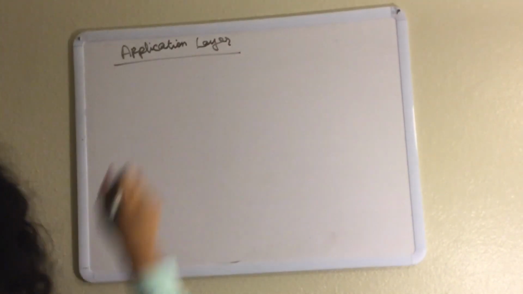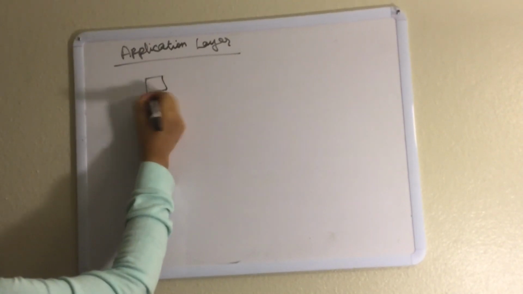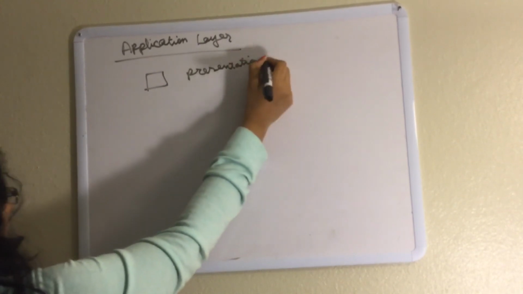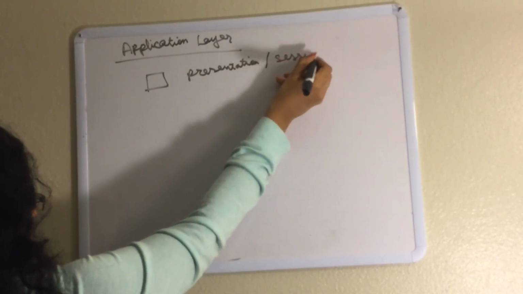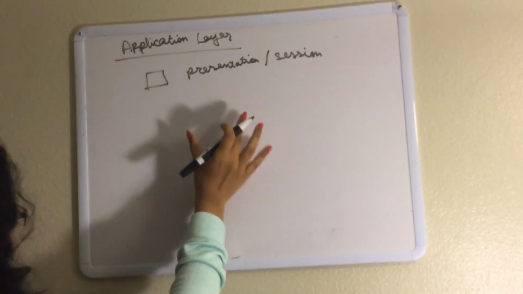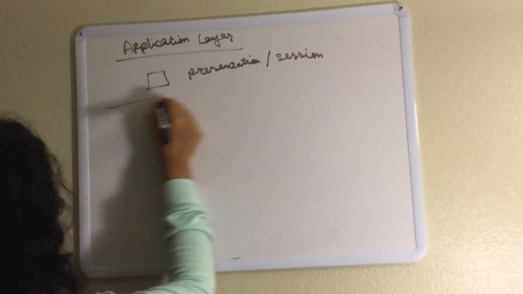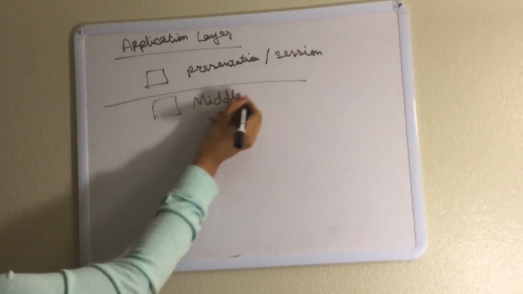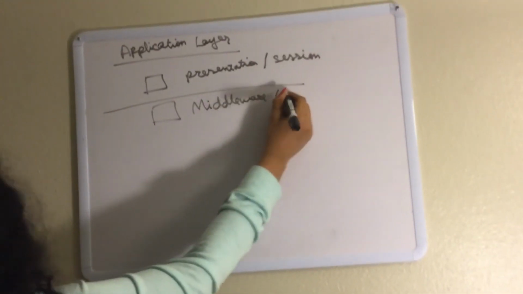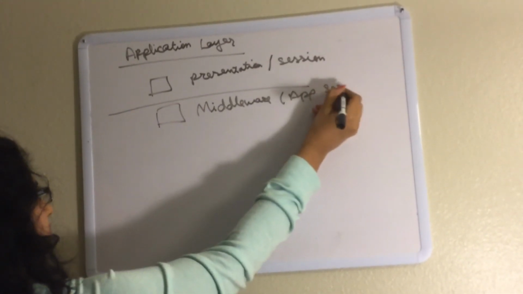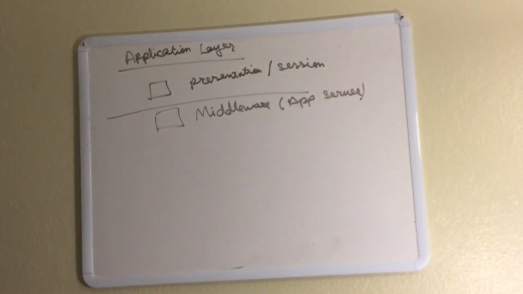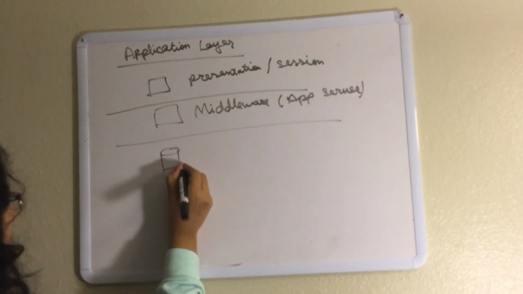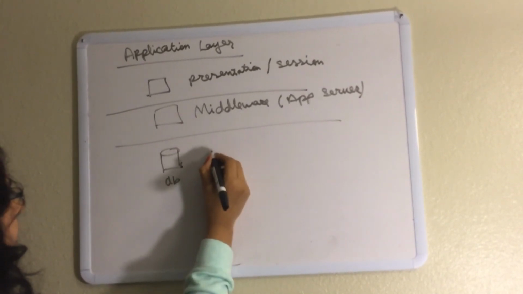Application layer looks like this. First of all, you have the presentation layer or session. In here, you have the web browser that resides, and then there is middleware or application server. An example of this is Tomcat server, and then we have the database.